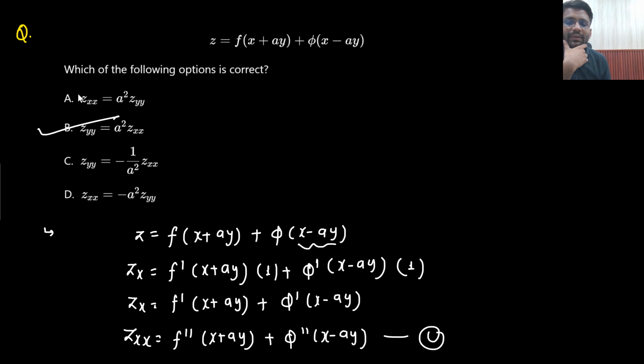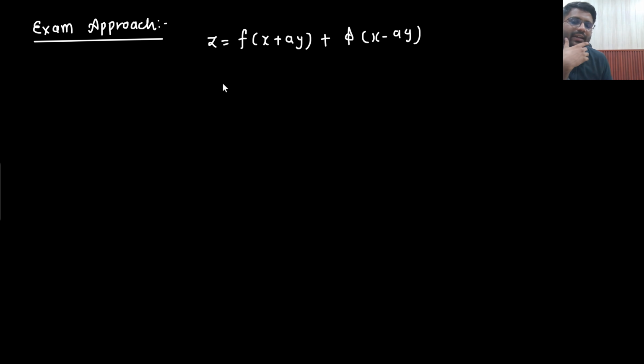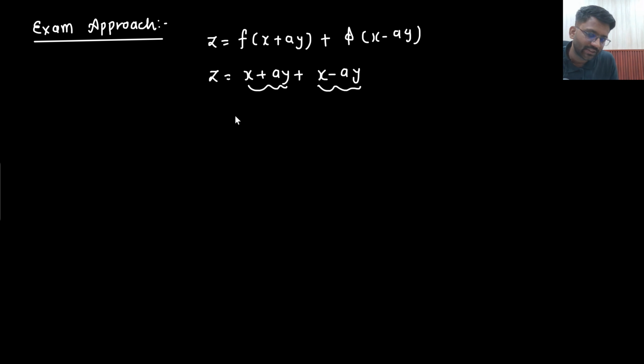I will have to do the double differentiation, as I know from the options. Can I assume this function z as x plus ay plus x minus ay? This is a function of x plus ay, and this is a function of x minus ay. So this is the simplest z I can assume. So z is coming out to be 2x.